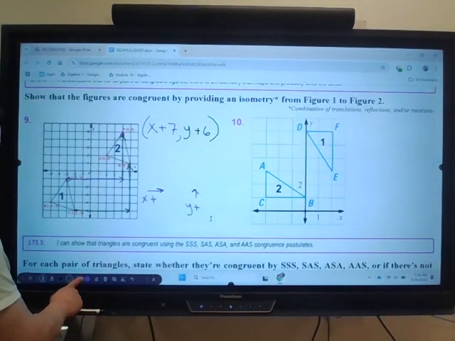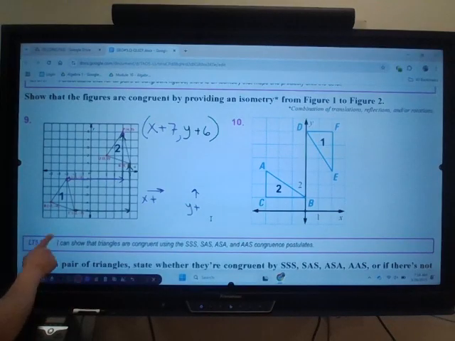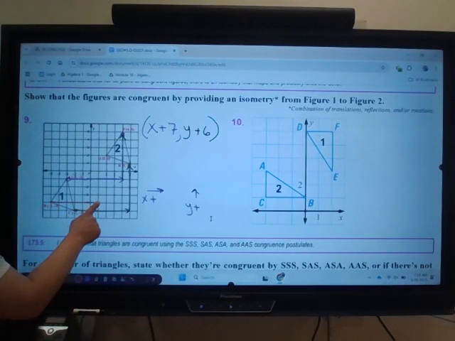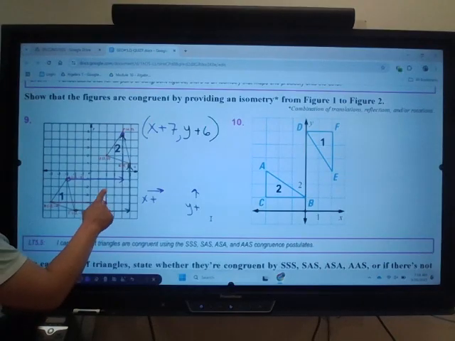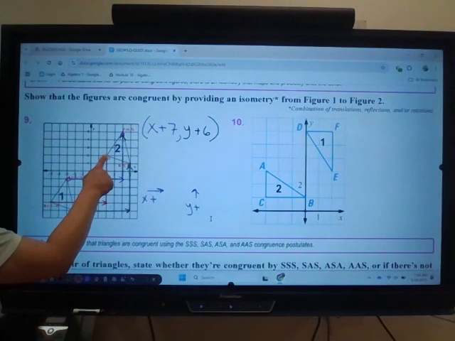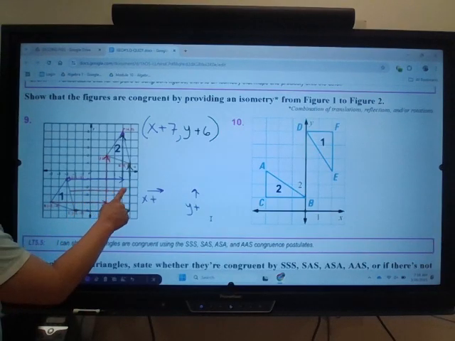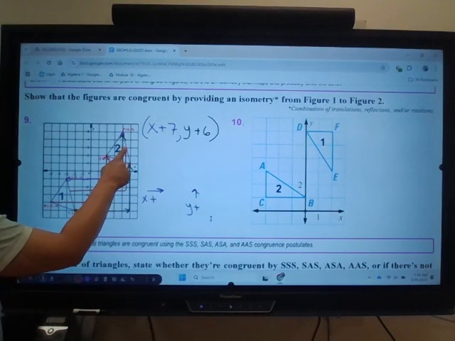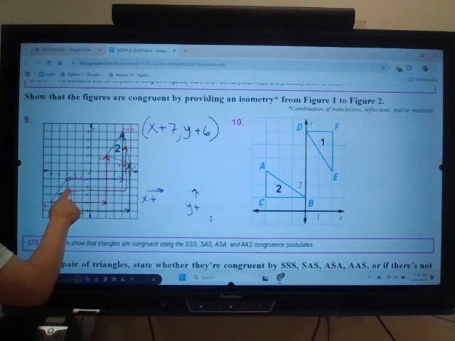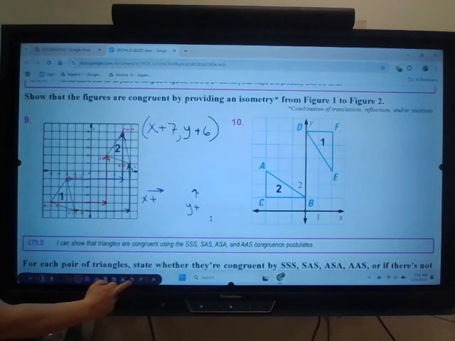Apologies again for that interruption. All that I was trying to show is that you can take any point, move it 7 to the right, and up 6, and that point will be translated correctly into the image from its pre-image.